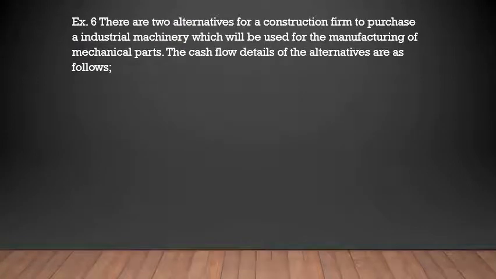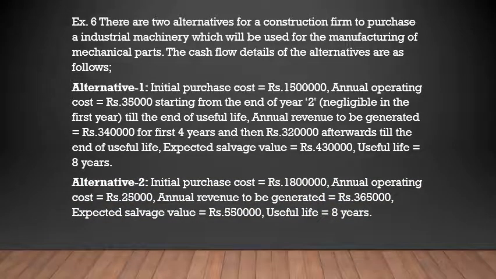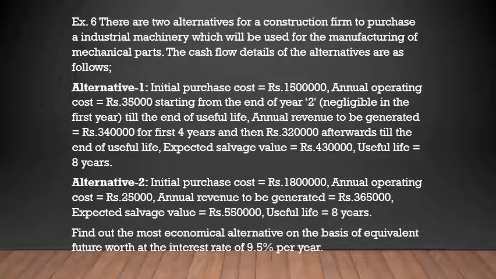Let us go to the next example. There are two alternatives for a construction firm to purchase industrial machinery, and these are the costs associated with it. Alternative 1 and 2. What is required is we need to calculate the individual future worth, and based on the future worth comparison of alternatives, I need to come to a conclusion which alternative is preferred.